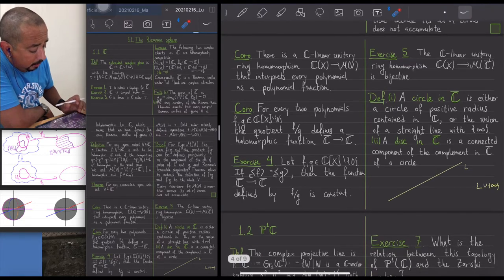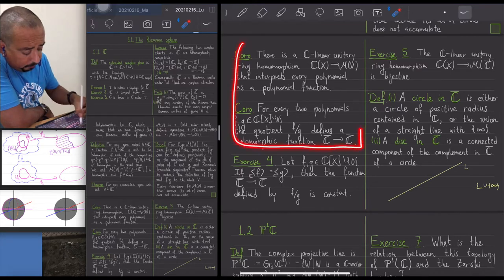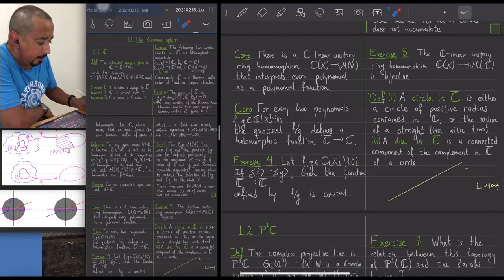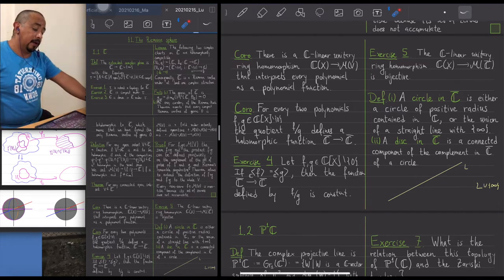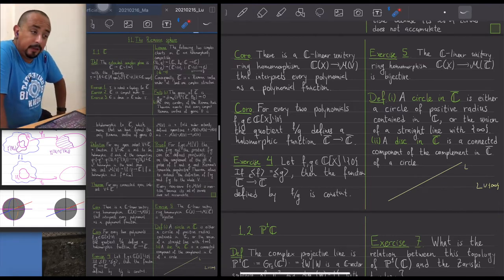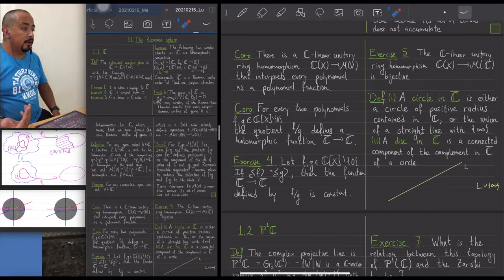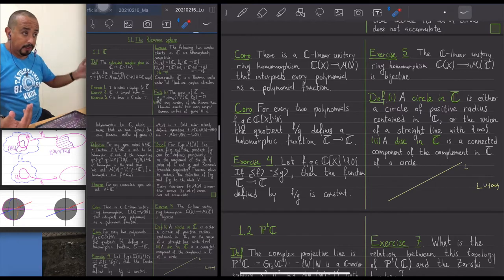Now, the next results that we state merely remind us that first, if I have a polynomial with coefficients in C, this polynomial defines or induces a polynomial function that goes from C to C. And note that if my polynomial has positive degree, then by defining the value of the function at infinity to be infinity, what I obtain is not only a polynomial function from C to C, but from C bar to C bar.